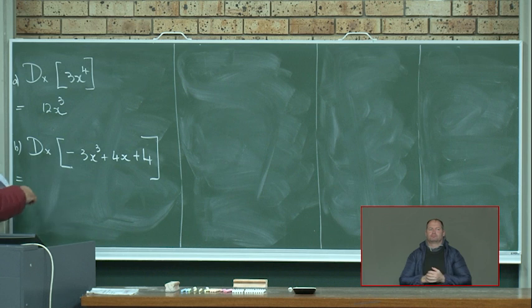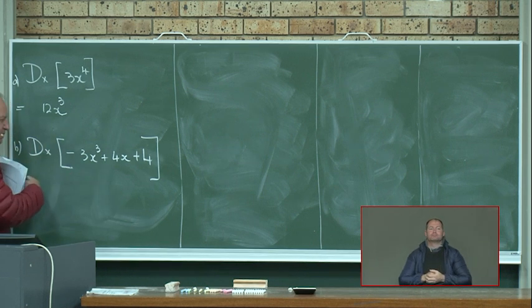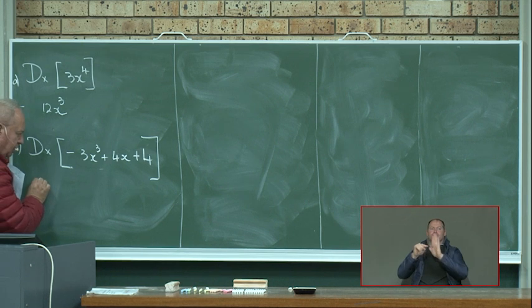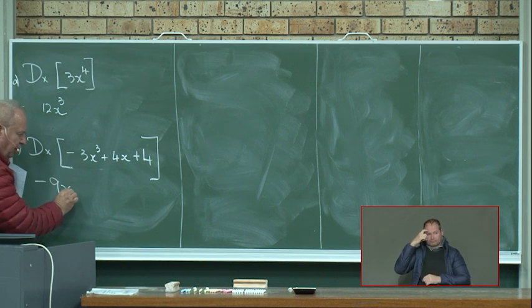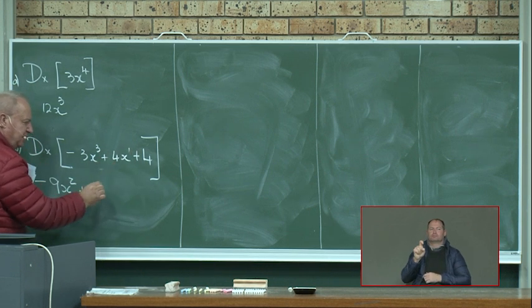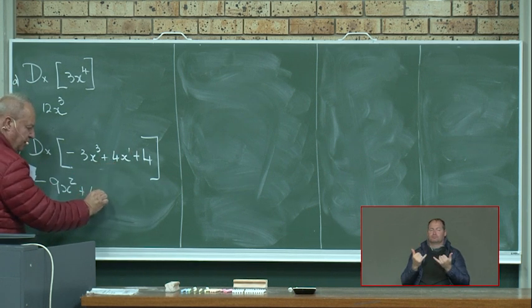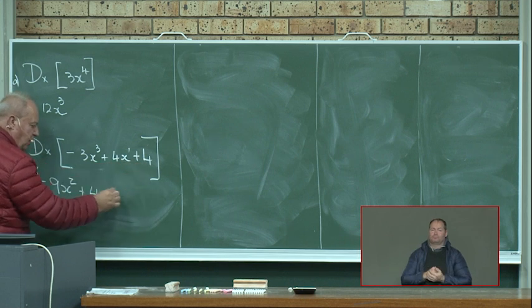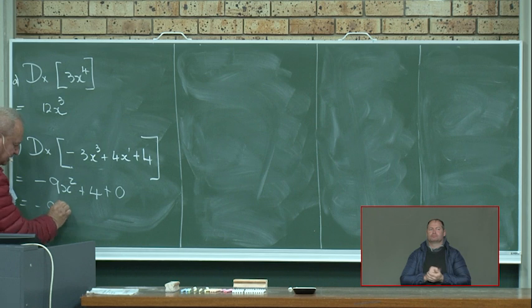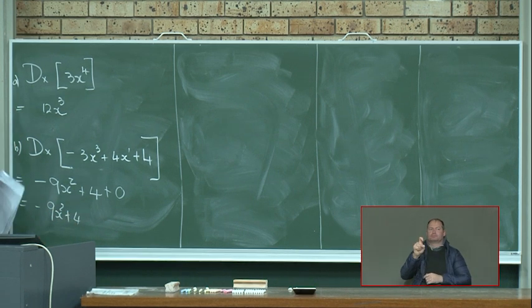Who can help me? When you find the derivative, you drop d/dx. What is the derivative of negative 3x cubed? Negative 9x to the power of 2. If the exponent is 1, the derivative is the coefficient. The derivative of a constant is 0, so the answer is negative 9x squared plus 4. Are you happy with that?